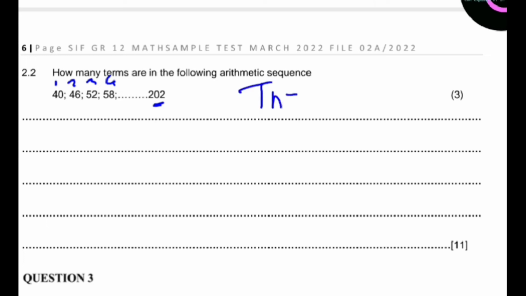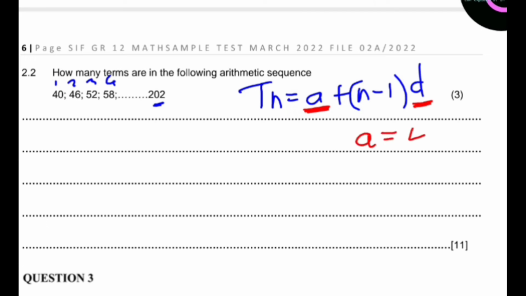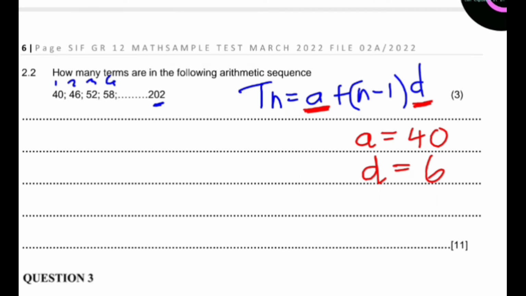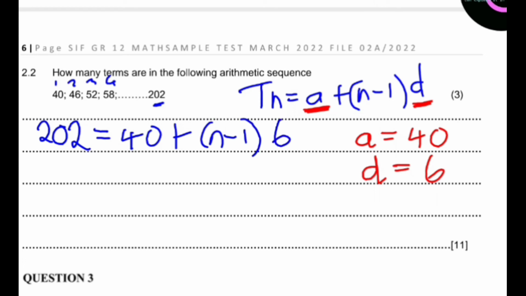So normally we use the formula Tn equals A plus n minus 1 d. For arithmetic sequences, this formula is easy to work with because we focus on the value of A and if you can get the d. In this case, the A is given as 40. And what is the common difference? We're adding 6 each time, so the difference is 6. So now all we need to do is to substitute. 202 is equal to A, which is 40, plus n minus 1 times 6.